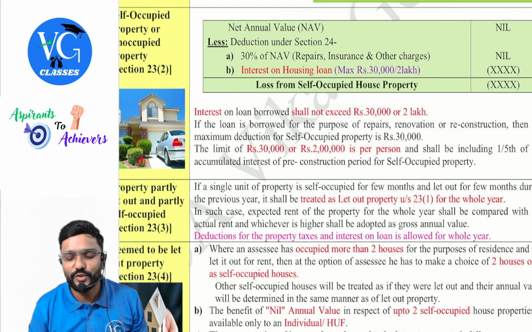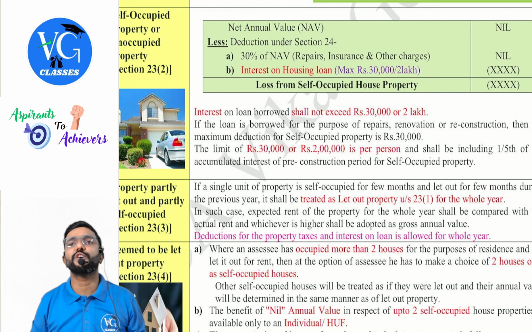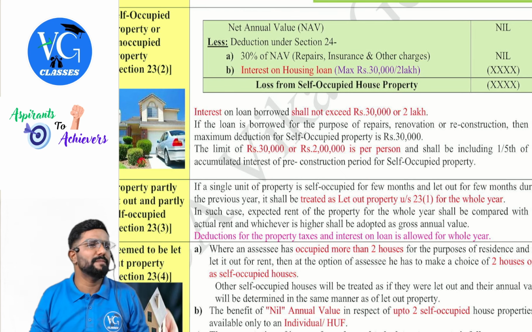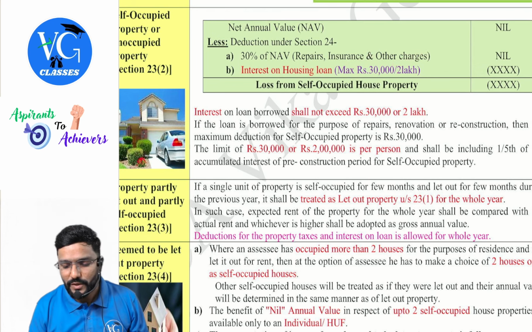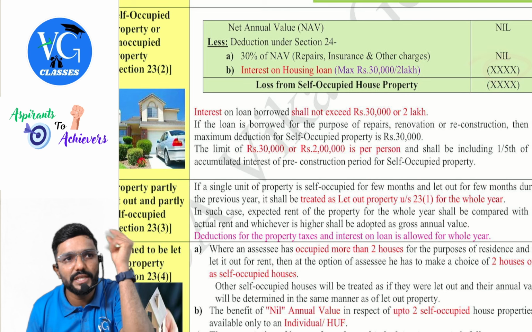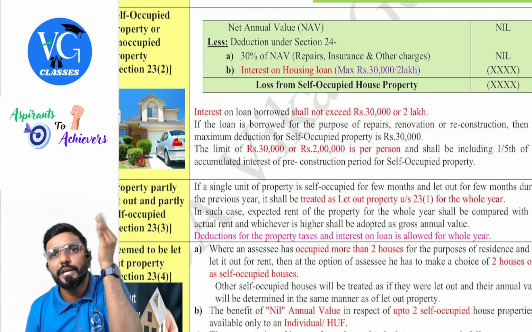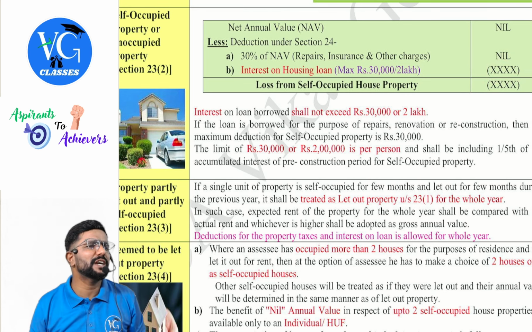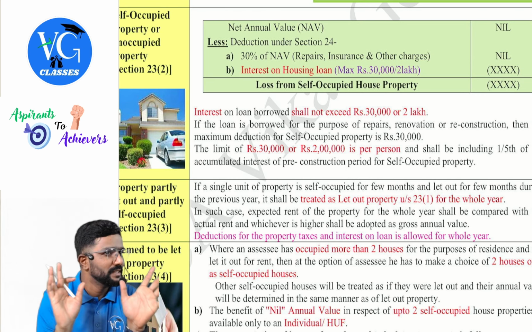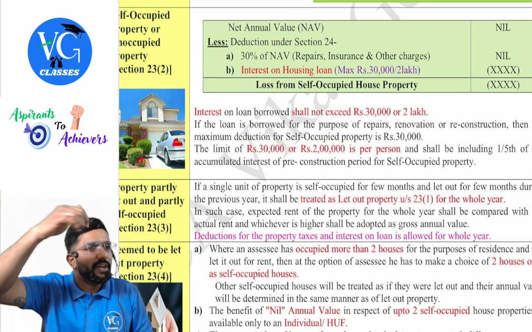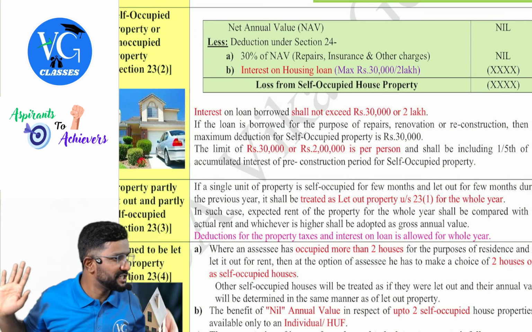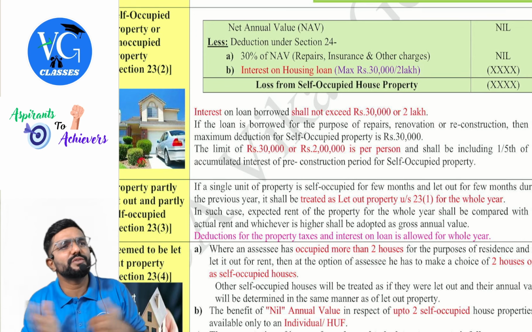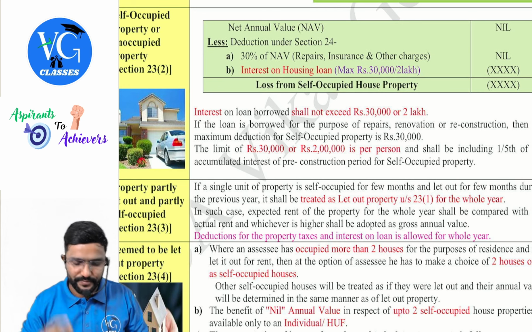Correct? Yes, sir. So only one thing you will focus on is interest on housing loan. How much maximum? I already discussed, 2 lakh or 30,000, guys. If at all interest is there, then it becomes loss from self-occupied property. If not, income from self-occupied property will always be nil if you don't have any loan. Sir, I have constructed the building out of my own money, or I have arranged somewhere where I am not paying any interest. In that case, you don't have any interest, so income from self-occupied property will be nil.